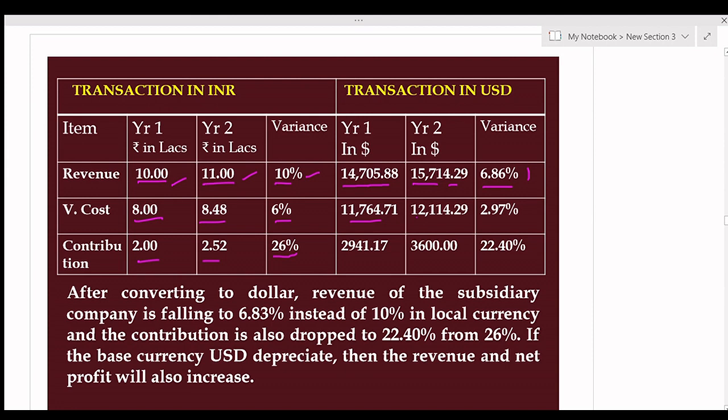Now, variable cost is $11,764.71 and next year $12,114.29. Here the increase is 2.97%. Contribution is $2,941.17 in the first year and $3,600 in the second year, and the increase comes down to 22.40% from 26%. After converting to dollars, the revenue growth of the subsidiary company falls to 6.86%, instead of 10% in local currency, and the contribution growth also drops to 22.40% from 26%. If the base currency USD depreciates, then the revenue and net profit will increase.